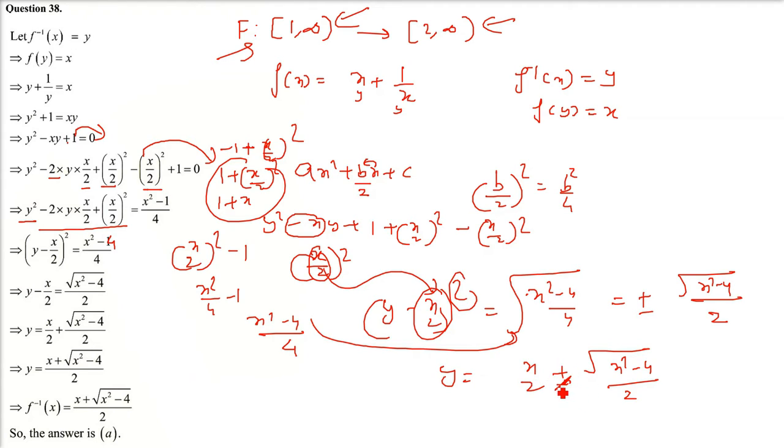So 1 to infinity and 2 to infinity is important because whatever you are going to get, it has to be plus. x by 2 plus under root x square minus 4 by 2. So this will be x plus under root x square minus 4 by 2. Y is there. This is your f inverse x.